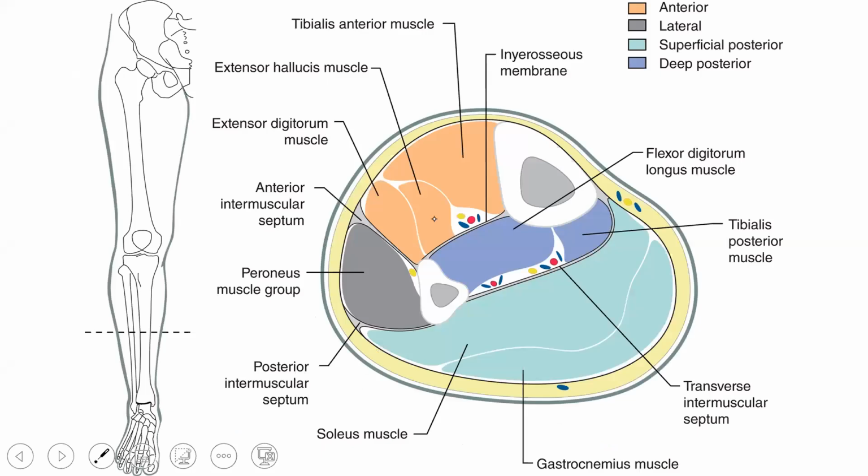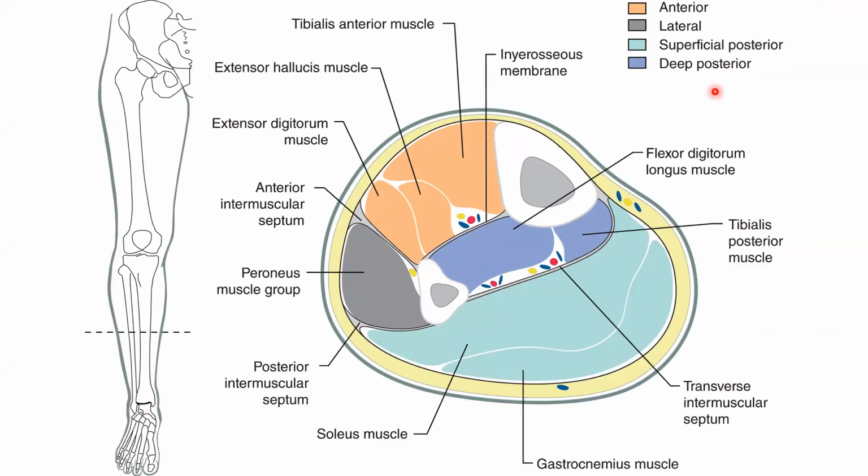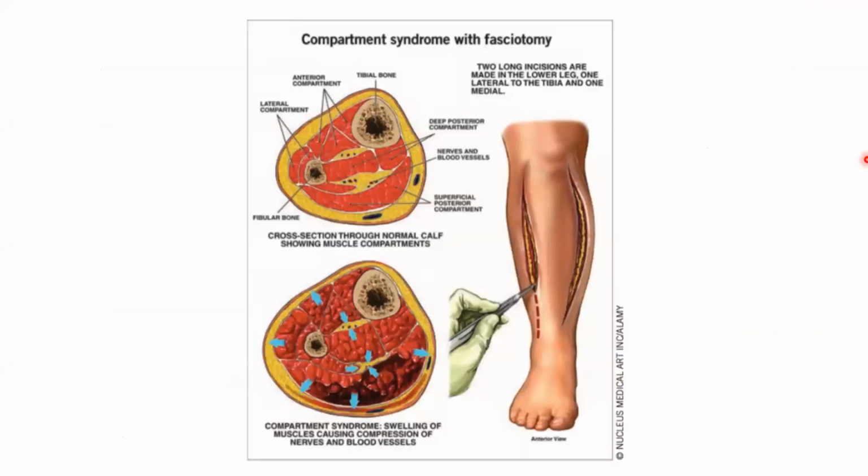So in this diagram, you can see them separately. Here you have the anterior compartment, the lateral compartment, the deep compartment of the posterior group, and the superficial compartment of the posterior group. If you remember the lecture on the forearm, you will remember the compartment syndrome. Similar to that, compartment syndrome can occur in the leg as well.